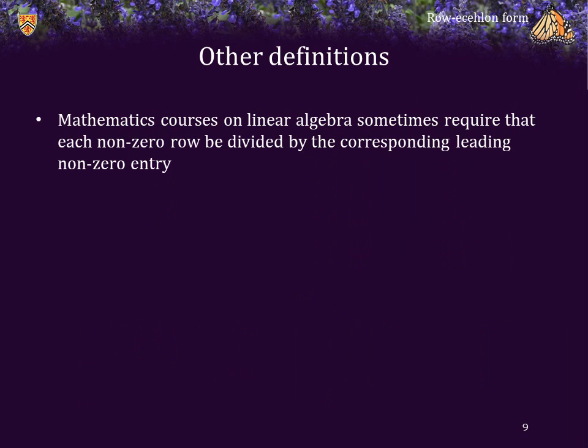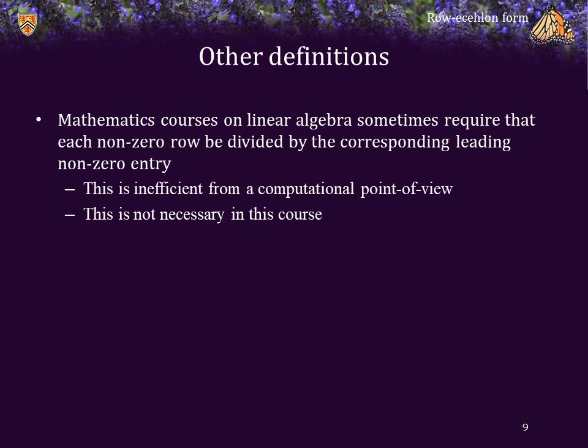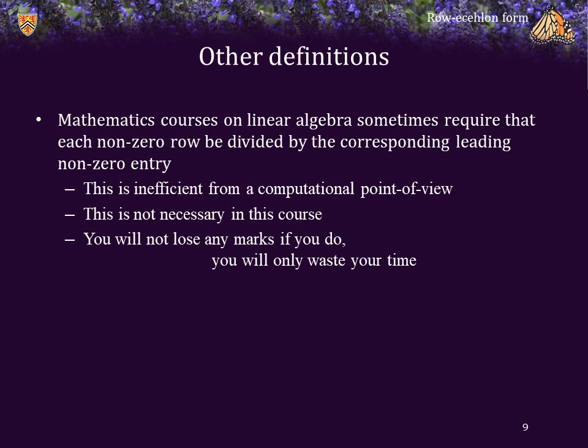Now, other mathematics courses on linear algebra sometimes require that each non-zero row be divided by the corresponding leading non-zero entry. This makes each leading non-zero entry a value of 1. This is inefficient from a computational point of view. It is not necessary in this course. If you do it, you will not lose any marks, but you will be wasting your time. And when we get to the unit on LU decomposition, you will understand why this is a waste of your time.